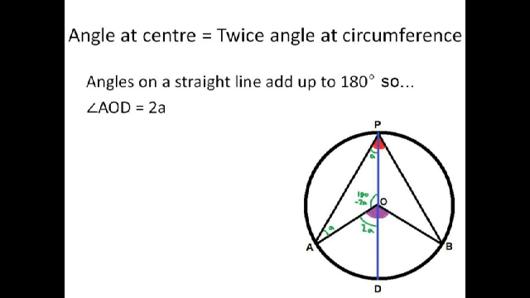We know that angles in a straight line add up to 180 degrees, and we know that that blue line PD is a diameter, which is a straight line, so that angle has to be 180 degrees, and we know that the angle AOP is 180 minus 2A, so we can therefore infer that angle AOD is 2A. So on the left hand side of the diameter we've got the red bit, which is A, and the purple bit, which is 2A, which is obviously double A.